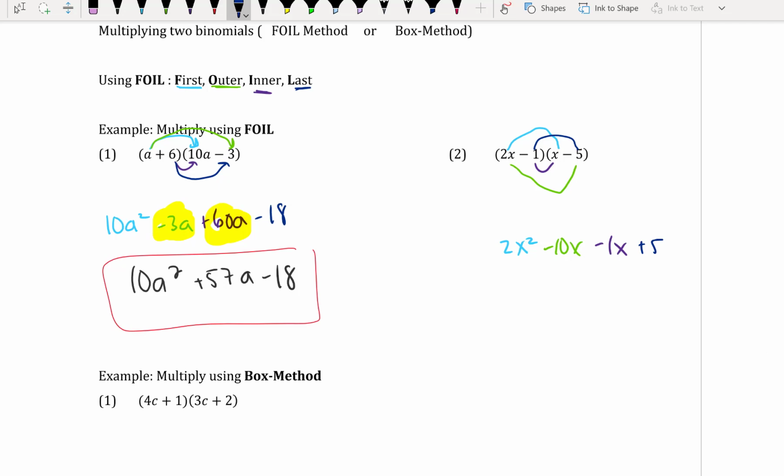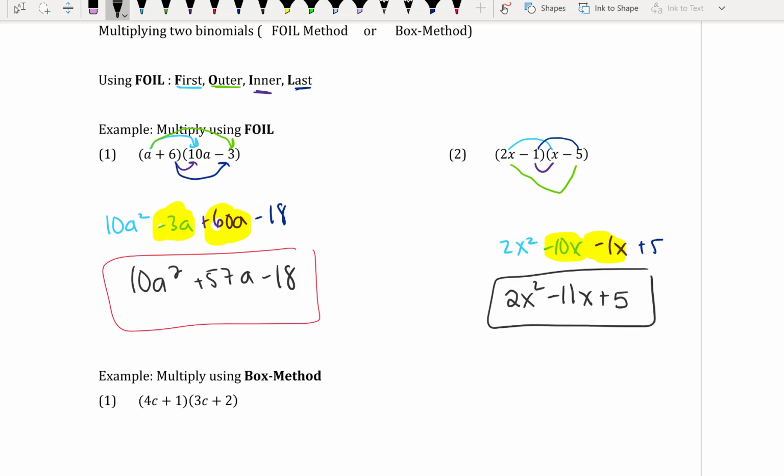So it really doesn't matter if you think about it as kind of like these rainbow things in part A, or if you think about it in part 2, and maybe if I draw it a little bit nicer, you would see that it's going to be more of a heart situation. Okay. So now I can combine like terms, so that would be that negative 10x and that negative 1x. So everything else stays the same. So 2x squared minus 11x plus 5. So that ends up becoming my final simplified answer using FOIL.